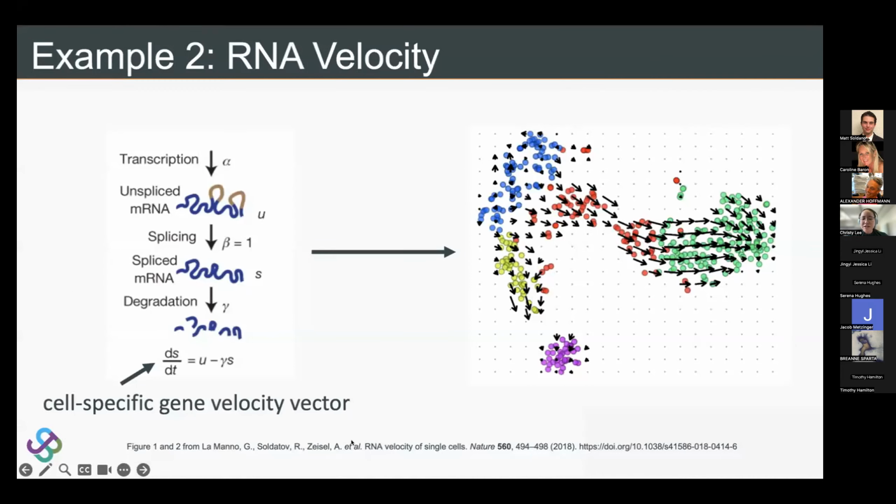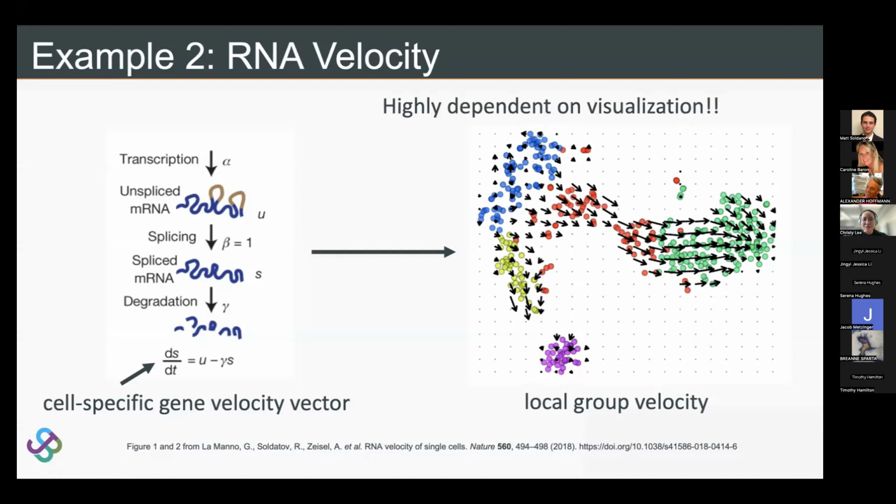So what's actually plotted here is a local group velocity. Around each of these arrows, we have a kind of box. And what this arrow is representing is the local group velocity for the cells in that box around it. Most RNA-seq analysis happens in the high dimensional space, but RNA velocity is a special case because it is highly dependent on the visualization. This embedding will determine which cells are included in that box for the local group velocity.